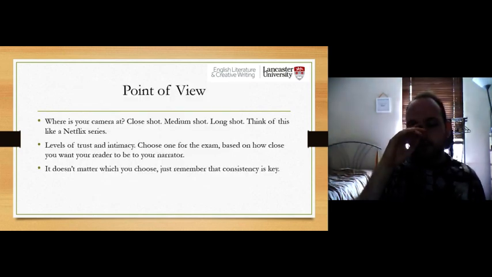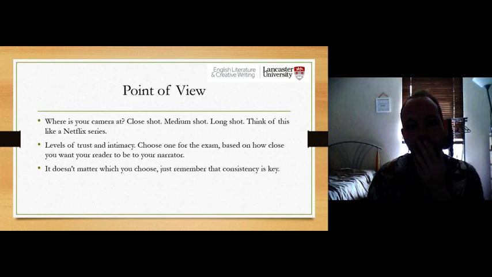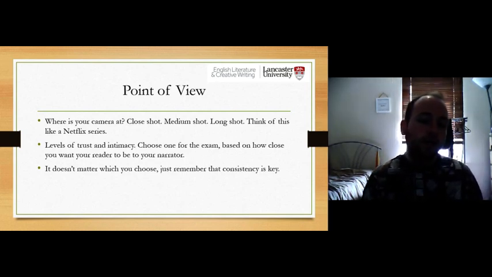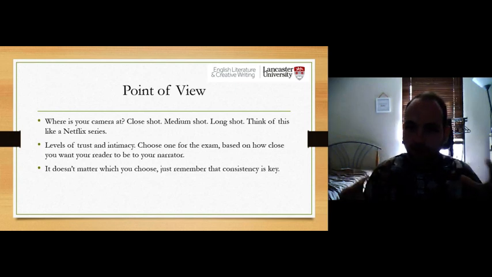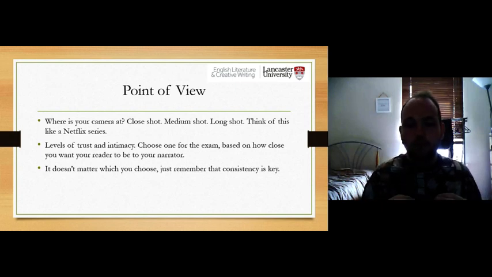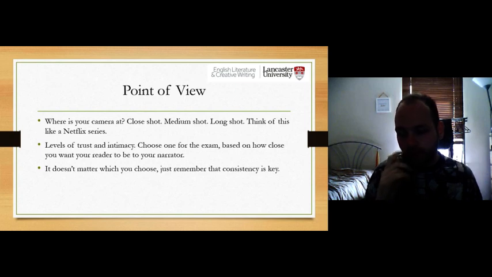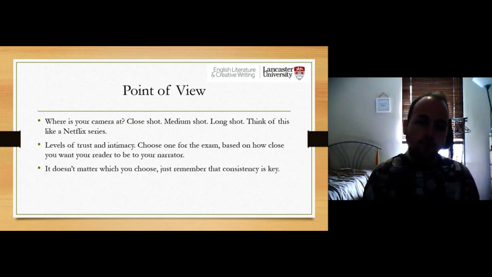Point of view, this one's really, really, really interesting. Where's your camera at? Are we engaging in a close shot, a medium shot, a long shot? I like to think of a Netflix show for this. By my camera, I mean where is my narrator? Because for all intents and purposes, the person narrating this is going to be holding the camera.